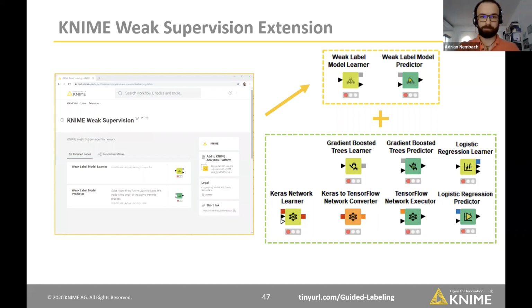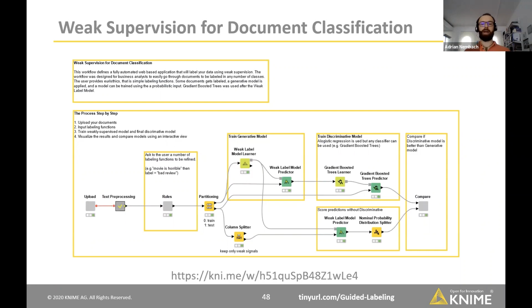All right. Now, I would like to show you an example for how you can use weak supervision for the use case of document classification. And for this, Paolo created a very nice workflow that is also on the hub. So you can just type in weak supervision and document on the Knime hub, and you will get to this nice workflow.